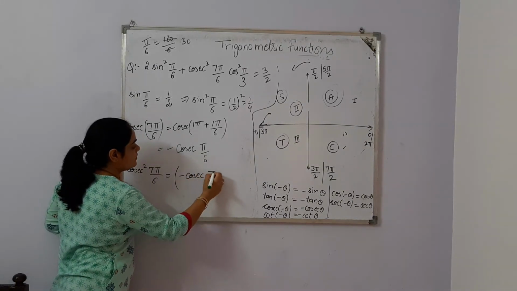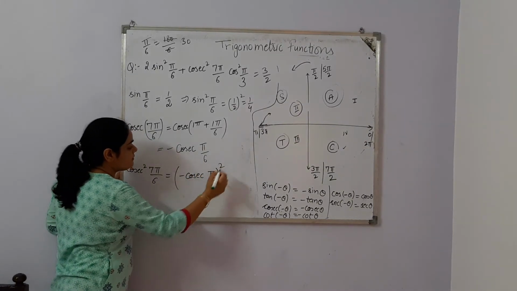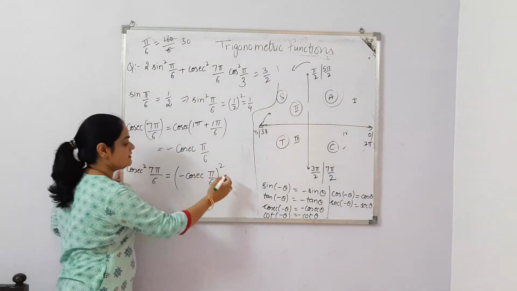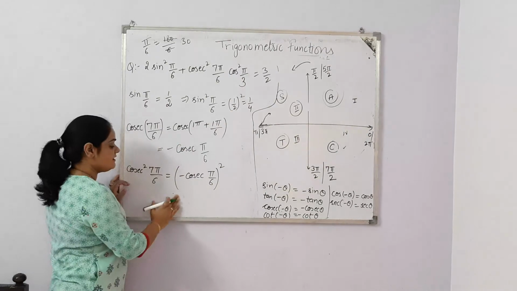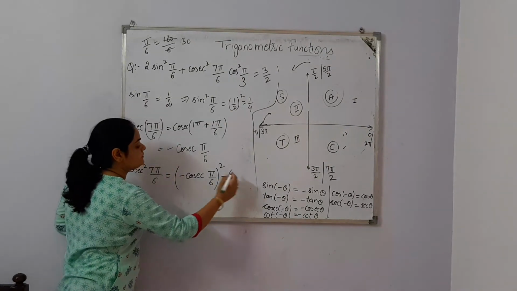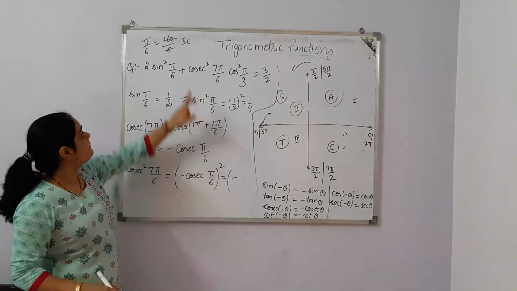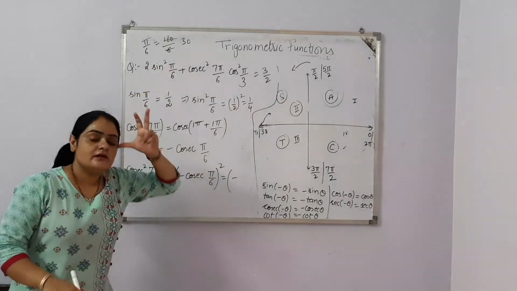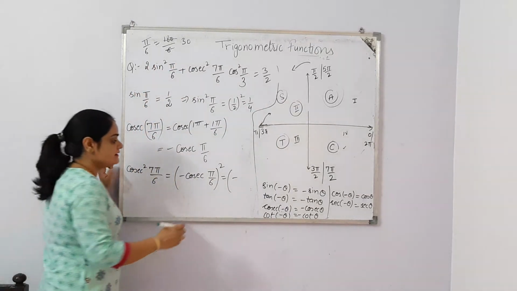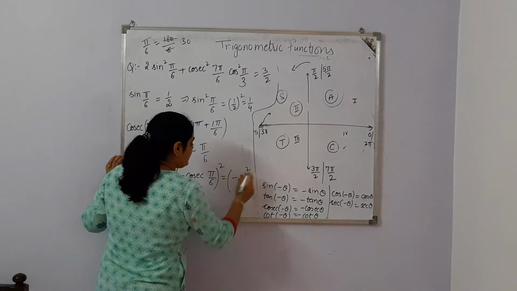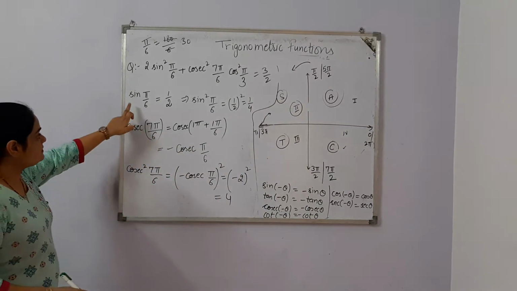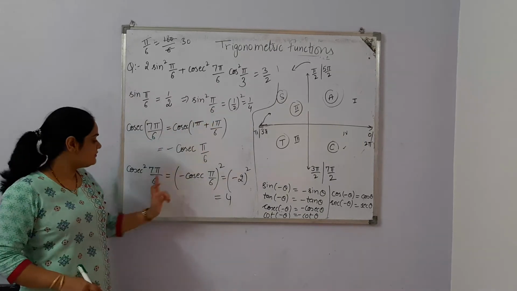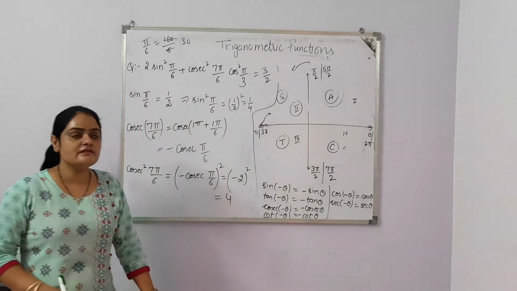So it is minus of cosecant pi by 6 whole square. Negative square is positive. And what is the value of cosecant pi by 6? Pi by 6 is 30 degrees. Cosecant 30's value is 2. So minus 2 square is 4. So cosecant square 7 pi by 6 is 4.